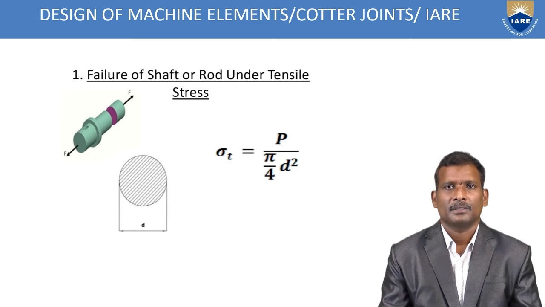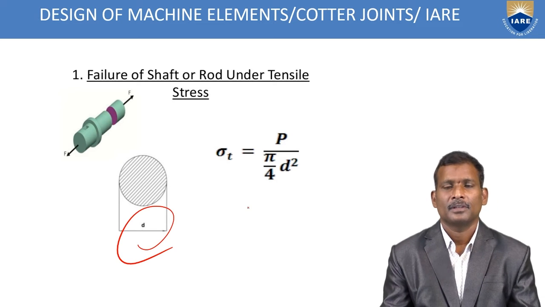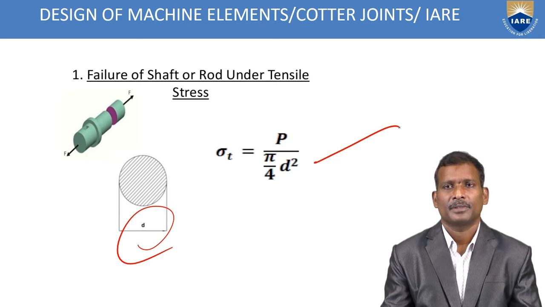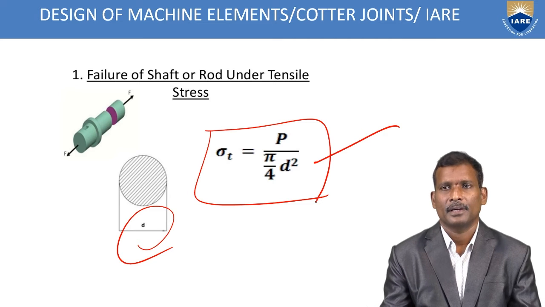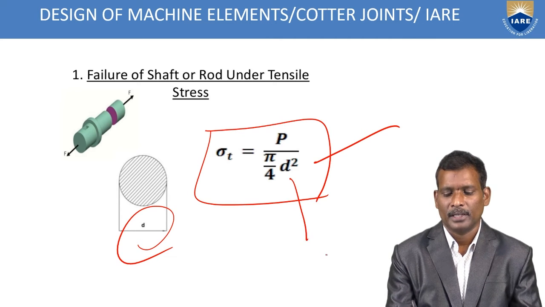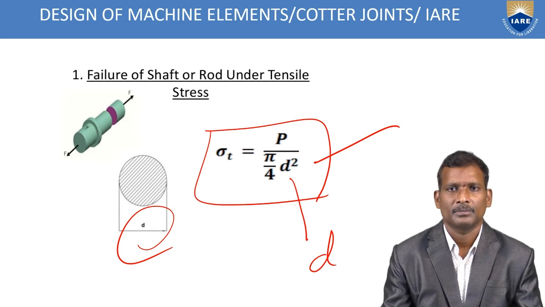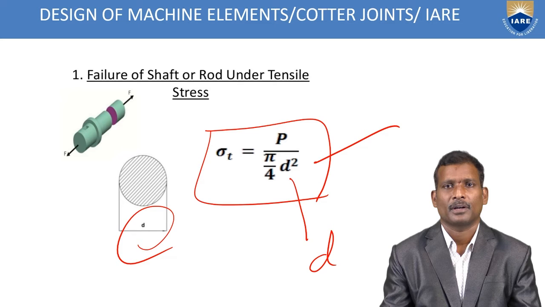First, consider the rod under tensile stress failure. When it is subjected to a tensile load, failure will occur. That is tensile failure. Under tensile failure, what are the dimensions of the rod? That is the diameter of the rod. Calculate the diameter of the rod by using the stress equation: stress is equal to load upon area. From this you may calculate D, the diameter of the rod. That is the first step in the design of the Cotter joint.